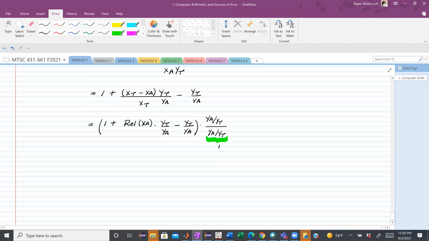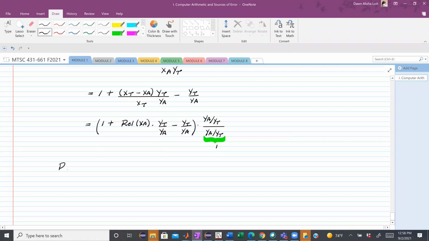Okay. So we get the relative error in XA over YA is equal to YA over Y true plus the relative error in YA minus 1, divided by YA over Y true minus Y true over Y true.